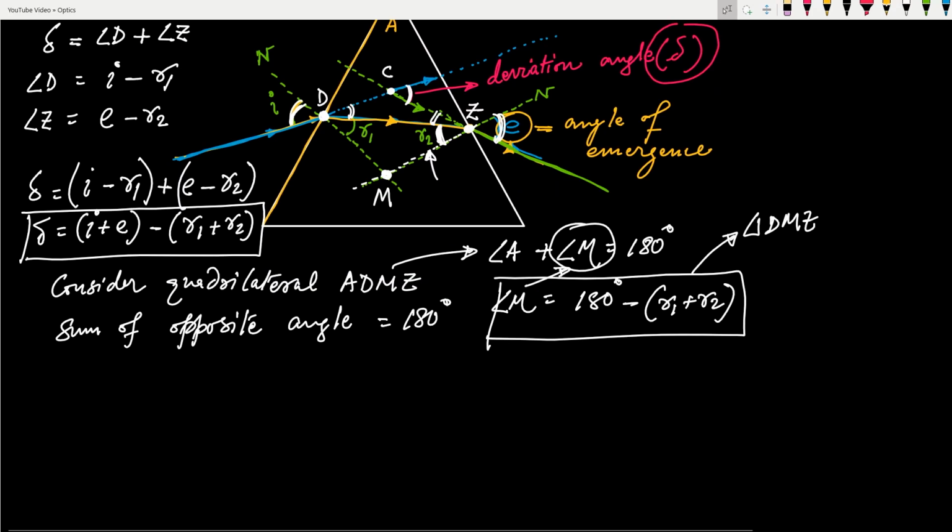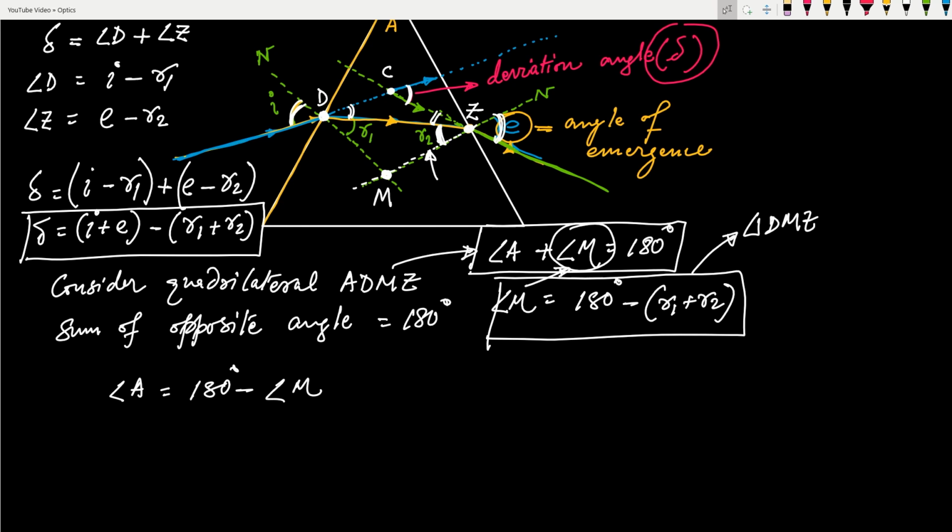Okay, so let's see. If we put the value of M in this equation, then we get angle A is equal to 180 degrees minus angle M. Therefore, 180 degrees minus (180 degrees minus (R1 plus R2)). So the 180 got cancelled. Therefore, we got a very important relationship between the refraction angles and the angle of the prism, that is A is equal to R1 plus R2.